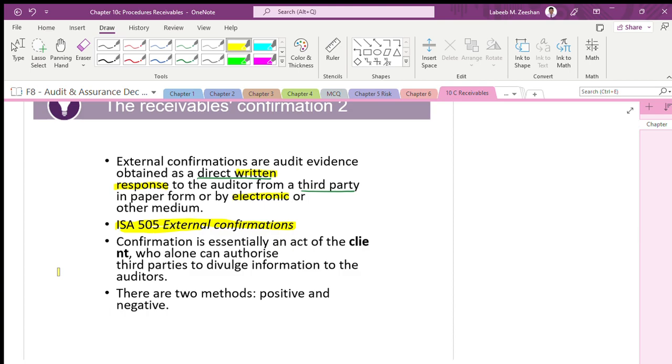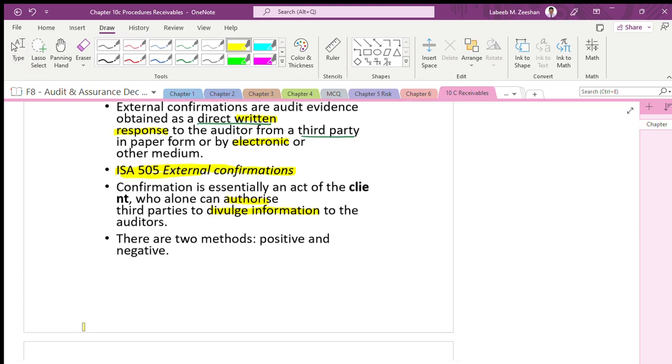Confirmation is essentially an act of the client, who alone can authorize third parties to divulge information. That means we are getting the confirmation through the client. There will be no second thought. There are two methods: one is positive confirmation and one is negative confirmation. The moment you revise it, you will understand it.